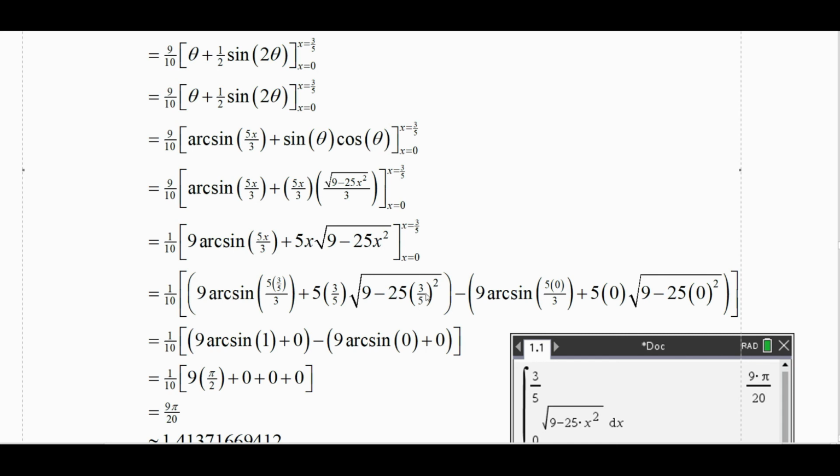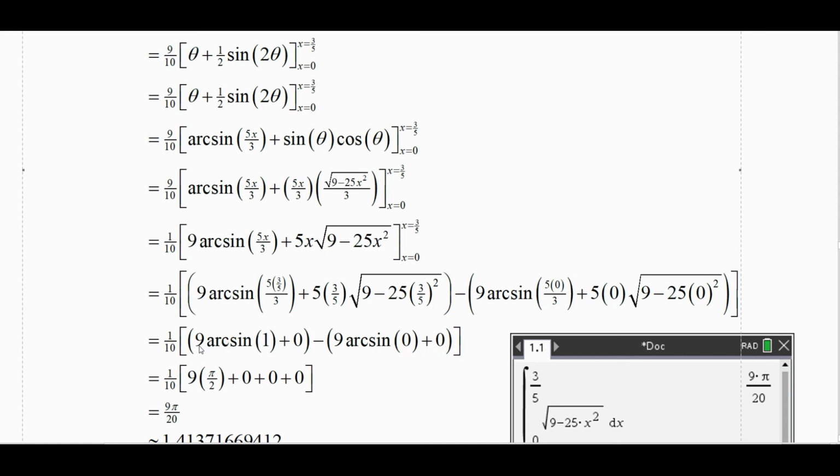Let's see. 5 squared is 25, cancels that 25, down to 1. 3 squared is 9. 9 minus 9 is 0. Square root of 0 is 0, and you multiply it by this, you get 0. On this one here, 5 times 0 is 0, divided by 3 is 0. The arcsine of 0 is what we have there. Here we have a 0 right here. 5 times 0 times this is 0 for the last term.